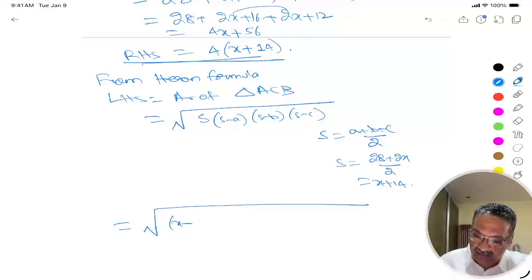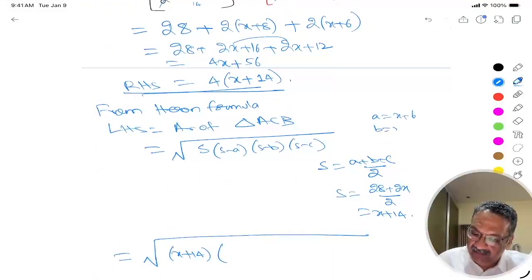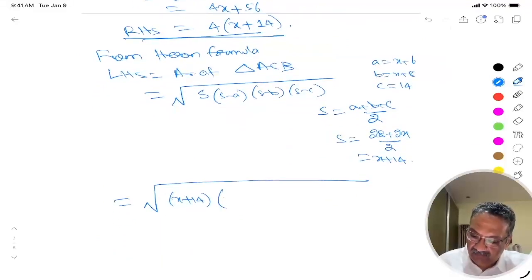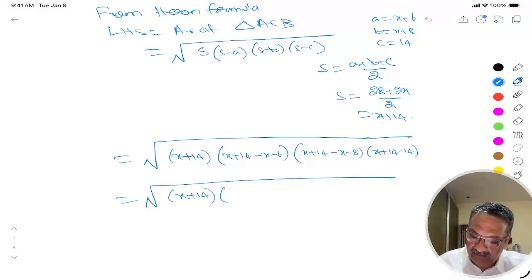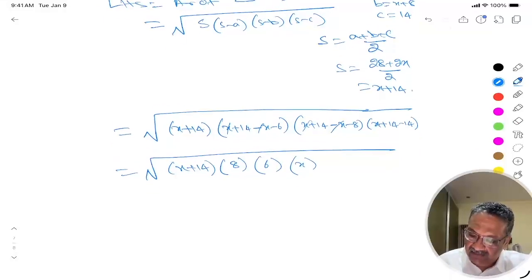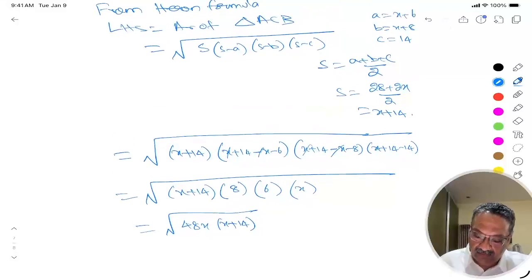So square root of x plus 14 into x plus 14 minus A. A is x plus 6, B is x plus 8 and C is 14. So we have S minus A: x plus 14 minus x minus 6, into x plus 14 minus x minus 8, into x plus 14 minus 14. So this is equal to square root of x plus 14 into, x cancels, 14 minus 6 is 8. x cancels, 14 minus 8 is 6, into x. So we have 8 6s are 48x into x plus 14. This is LHS.